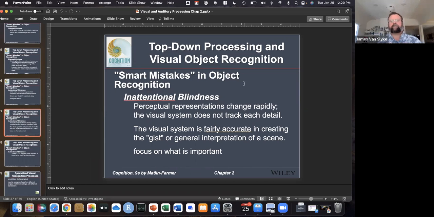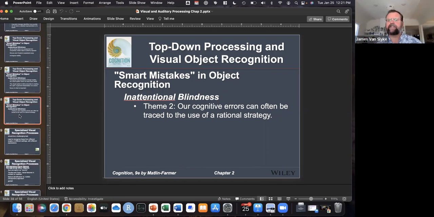So perceptual representations often change very rapidly, and our visual system simply cannot track all of the details that are occurring all the time. Our visual system is fairly accurate in creating the gist or the general interpretation of a scene, but we mainly just focus on what's important. We focus on what we're looking at, on the information or the task that we need to do, and we miss a lot of other sorts of things.